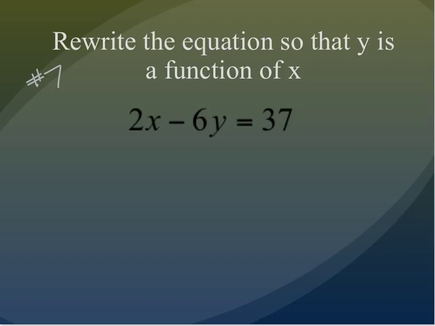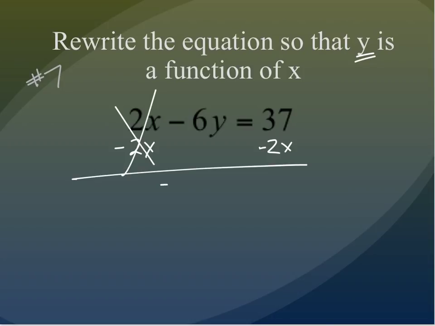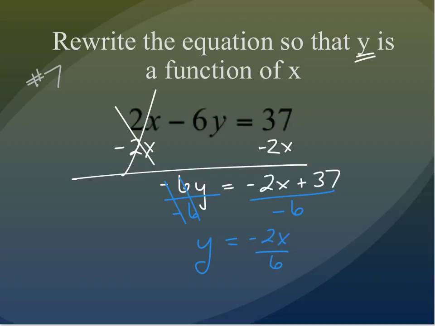Example, we want to rewrite this equation so that y is a function of x. So we want to isolate the y. To do that, we're going to first subtract 2x from both sides. These will cancel. So I have negative 6y equals negative 2x plus 37. And then I'm going to divide both sides by negative 6. So I need to undo that multiplication. So these cancel. And I'm left with y equals negative 2x over negative 6, and then I have plus 37 over negative 6.